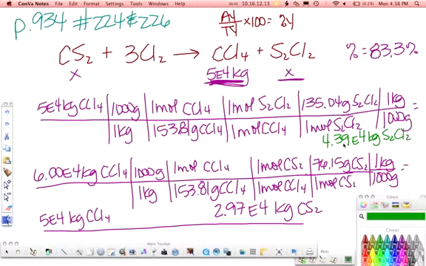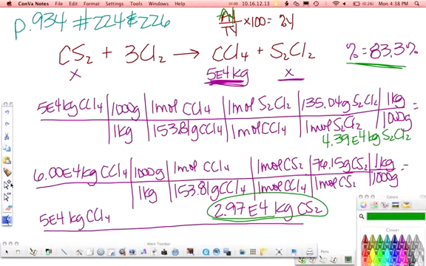S2Cl2. And this is the same number that you would have gotten had you taken this amount of reactant, plugged it into the stoichiometry, calculated your theoretical yield of S2Cl2 the same way we've been doing, and then took this as your percent yield and then calculated actual yield.